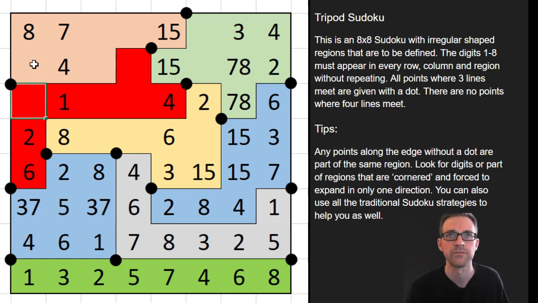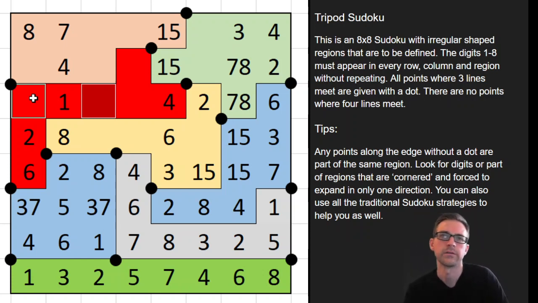So 3, 7, 5 is what we're missing. We know 7 can't go there. 3, 7, 5. Here, what are we missing in this row? We're missing a 3. Yeah, no, that's not helpful. 5 can't go there. So that puts a 5 in one of these. And a 7, 8.